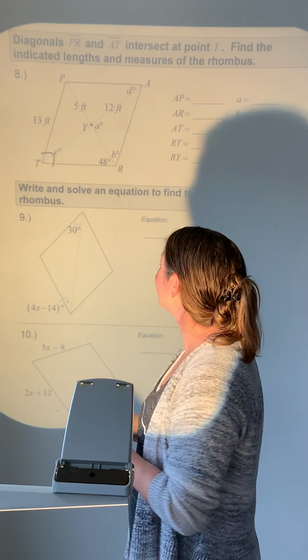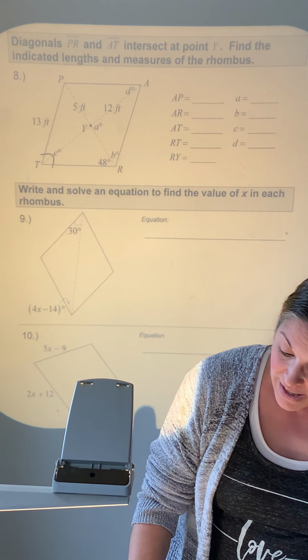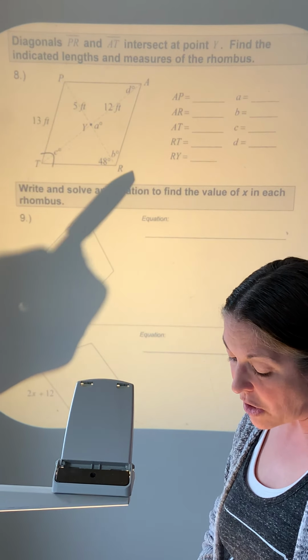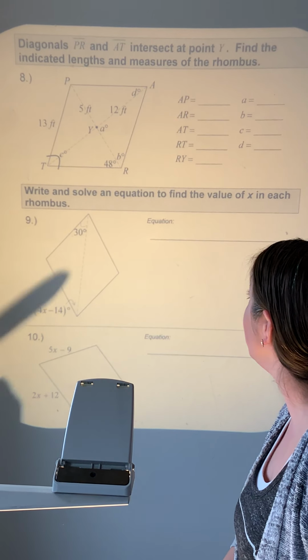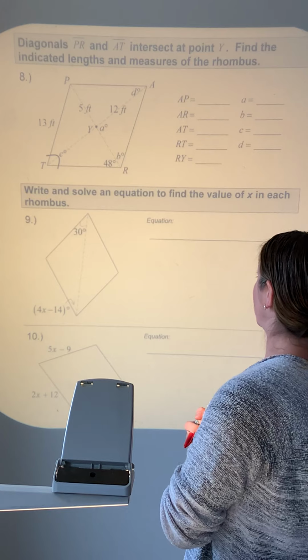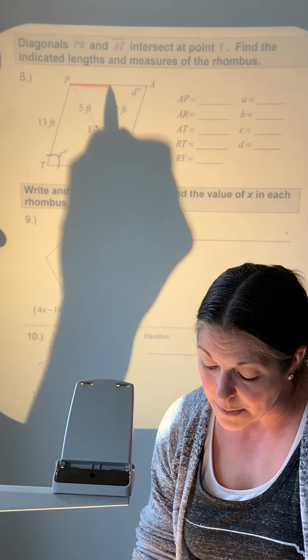All right, so we've got our rhombus here, and diagonals PR and AT intersect at point Y, and we want to figure out all these different values. All right, so the first thing they want is AP, which is this top part here.